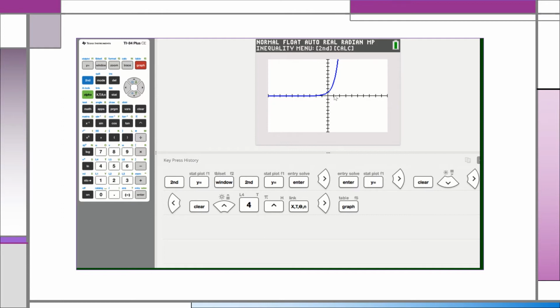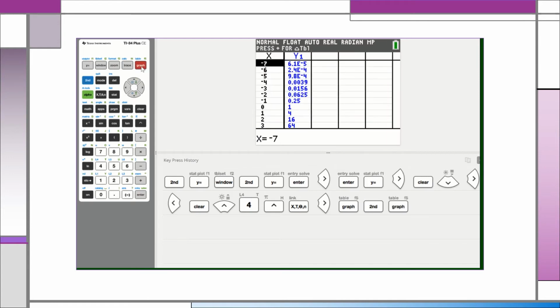And then it takes off. When x is equal to 1, y is equal to 4 up here. And then it goes to 16, and we're already off the graph as far as our viewing window. But before we leave, let's go take a quick look at the table. So I'm going to hit second table, see what I got.